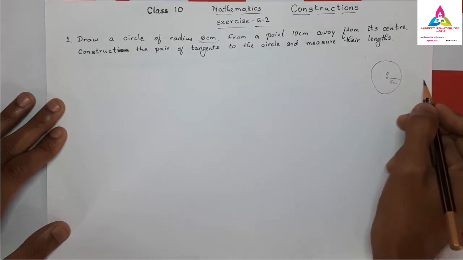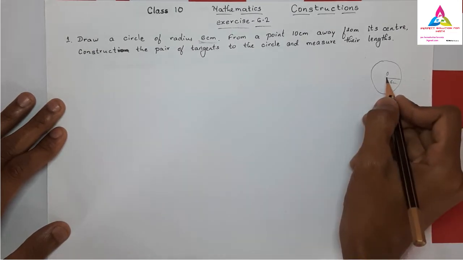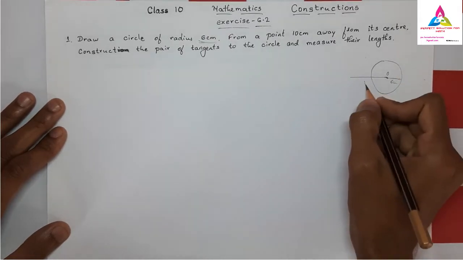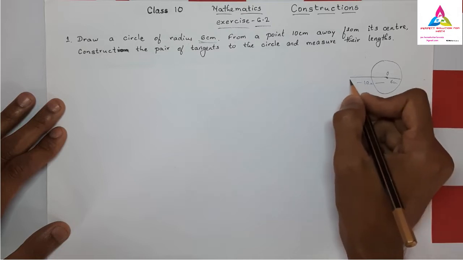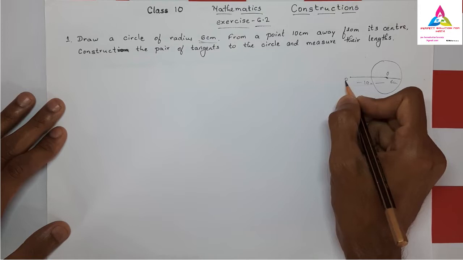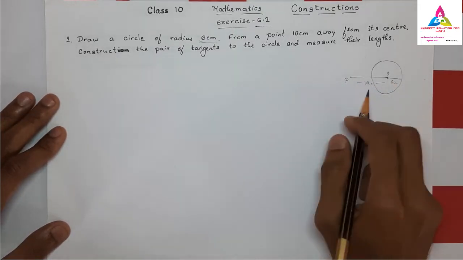You can take it on the right hand side or on the left hand side, it is left to you. So this point is 10 cm away from O, and that point you can give any name. I will name it P. So now OP is a line which is 10 cm.